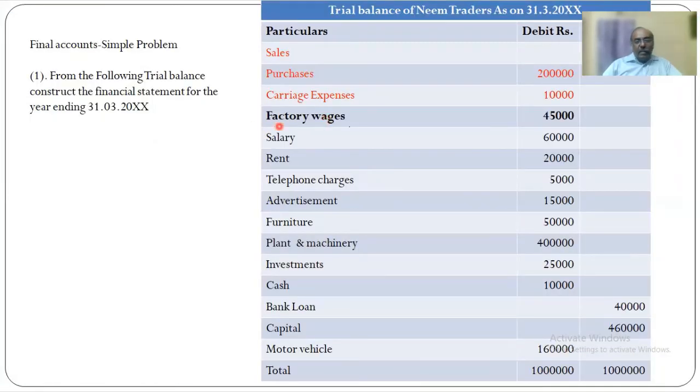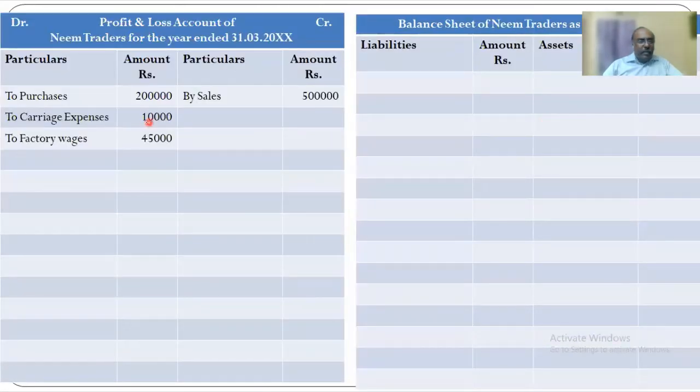Now the next thing is factory wages, 45,000 rupees. Is the money received or spent? Here money is spent. Now can we use this spending for next year? No, we can't use this spending for next year. This amount is something that is used for this year only. So in that case, we are supposed to put it on the expense side of the profit and loss account.